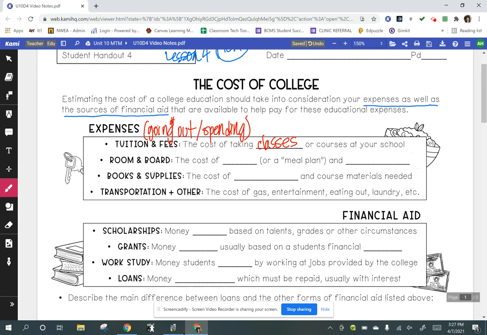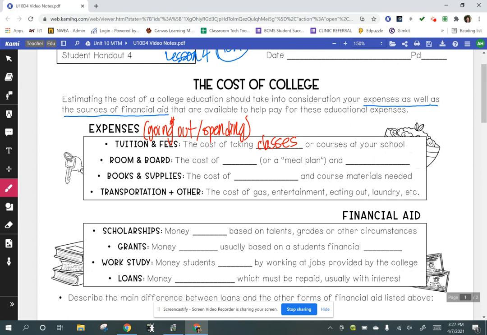The fees might be the fees for a lab. The fees might be fees for an athletic class. They like to charge fees for a whole bunch of things. So you'll see your tuition, your price per hour or price per class, but then you'll also see a lot of the fees that are associated with it that go with it.